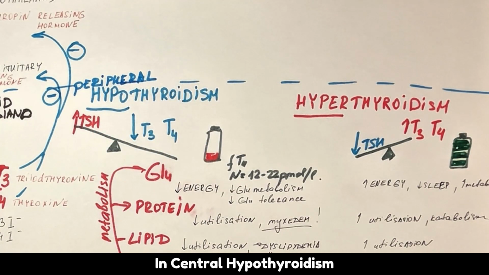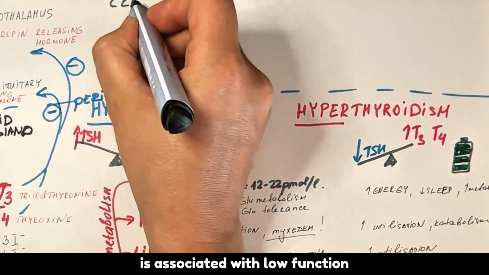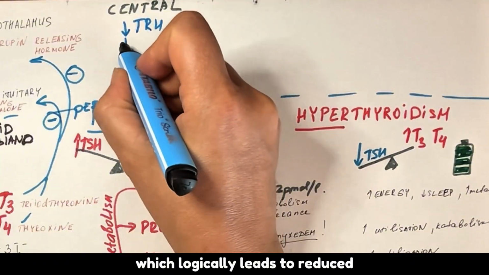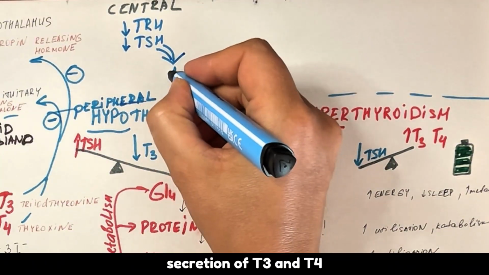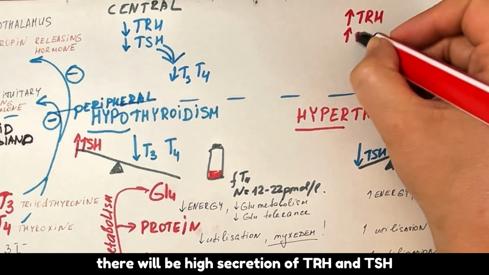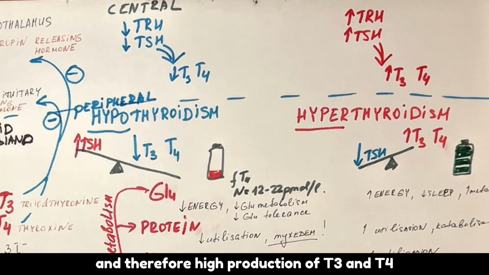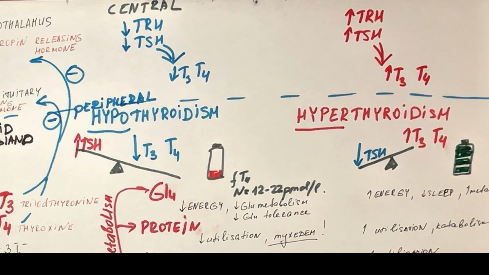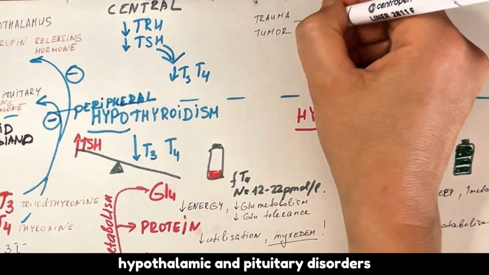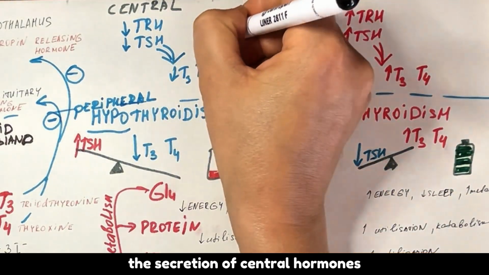In central hypothyroidism, a disorder of the hypothalamus or pituitary gland is associated with low function and reduced secretion of TRH and TSH hormones, which logically leads to reduced secretion of T3 and T4. In central hyperthyroidism, there will be high secretion of TRH and TSH and therefore high production of T3 and T4. Common causes of central hypothalamic and pituitary disorders are trauma and tumors, which then increase or decrease the secretion of central hormones.